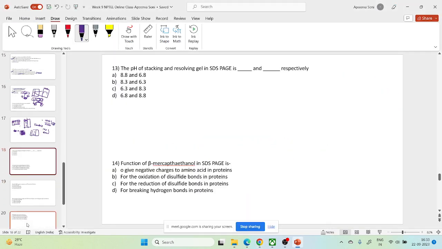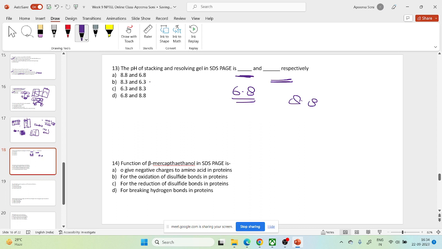Okay, we have already studied it, very easy. The pH of stacking and resolving gel in SDS-PAGE: stacking gel has a pH of 6.8, and resolving gel has a pH of, 6.6, no, resolving gel has a pH of 8.8.